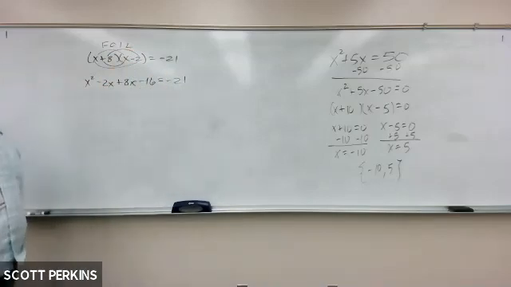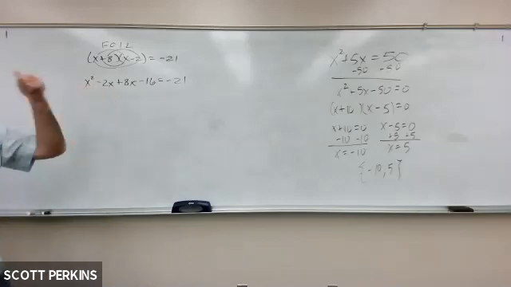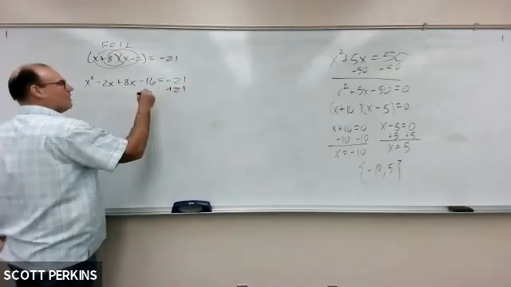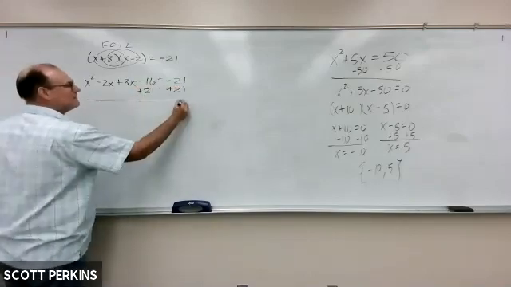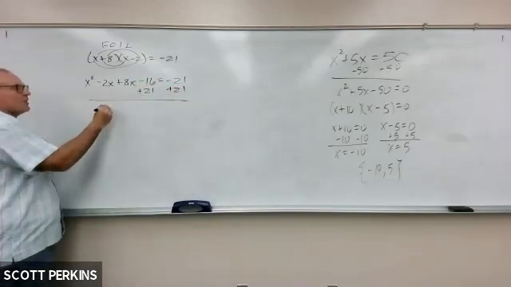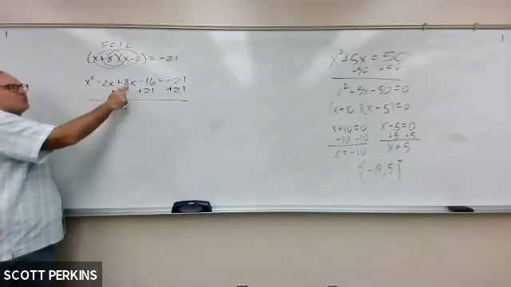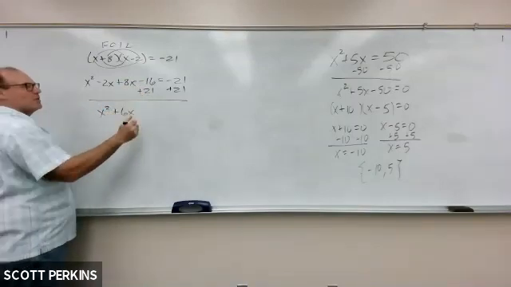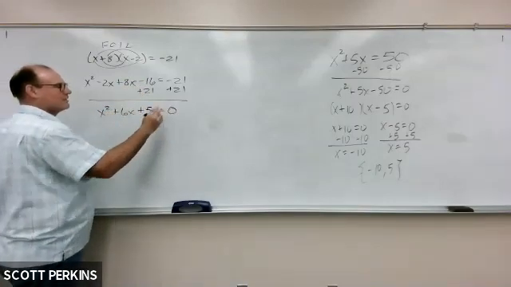I'm going to do two things at the same time in this next step. I'm going to collect those like terms. I'm also going to bring the 21 over like we mentioned. So I'm going to add the 21. It's going to go right here with the 16. So here's what I have: x squared, negative 2x plus 8x is plus 6x. Negative 16 plus 21 is plus 5.